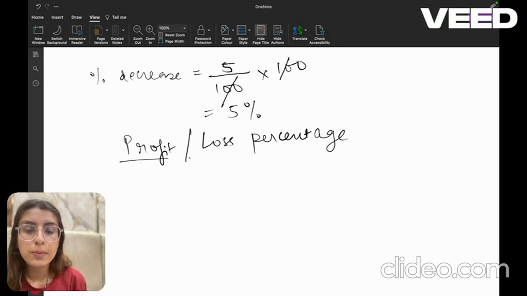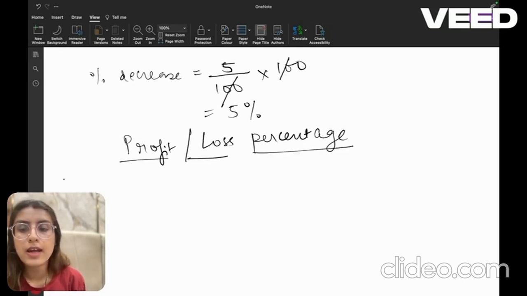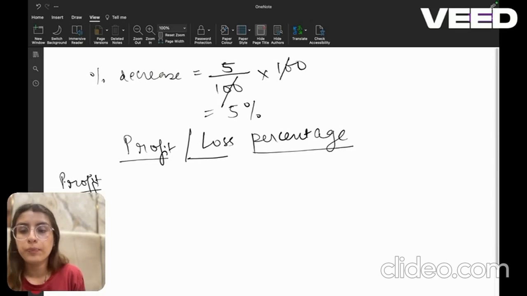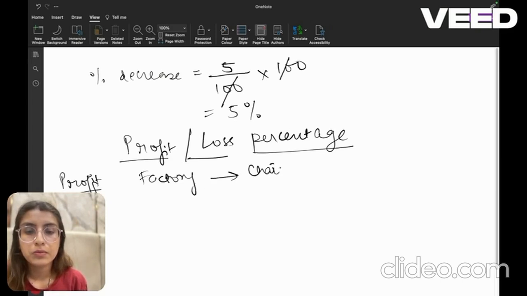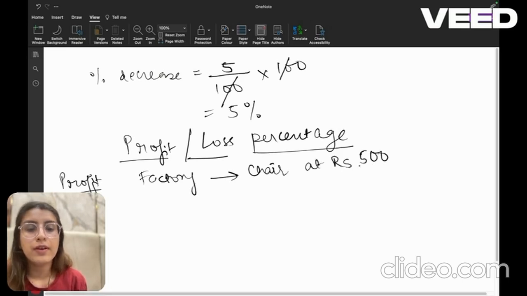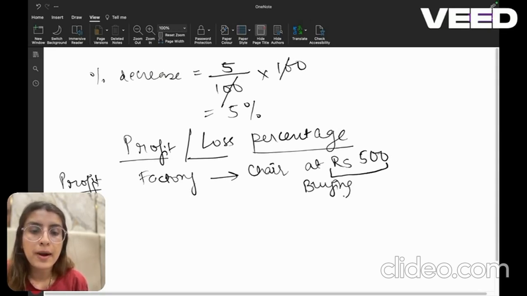Now, in order to study profit and loss percentage, we will first have to understand what profit is. Let's understand this with a story. Suppose I bought a chair from a factory at rupees 500. So the amount at which I bought it will become my buying price.